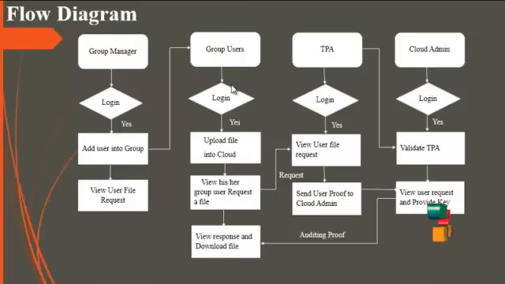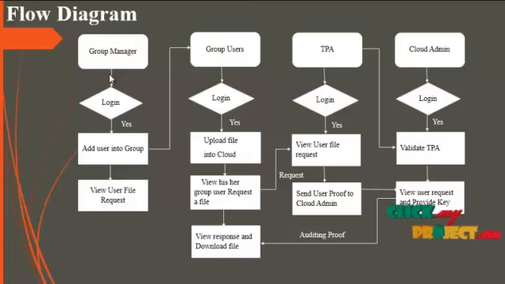Let's see our project data flow diagram. In our process, there are four modules: group manager, group user, TPA, and cloud admin. We can see them one by one.